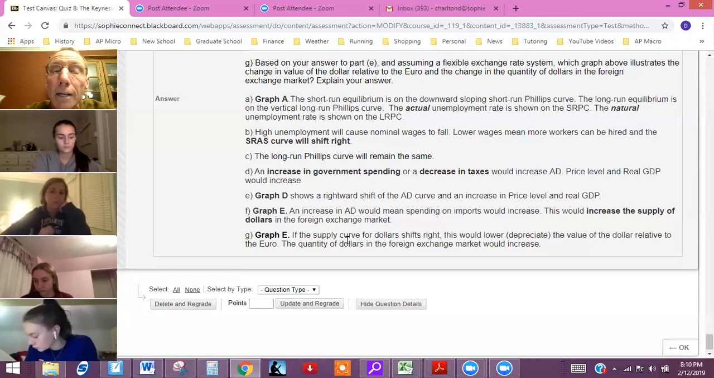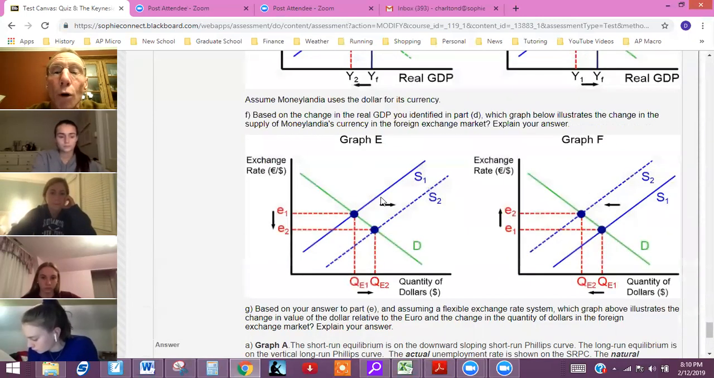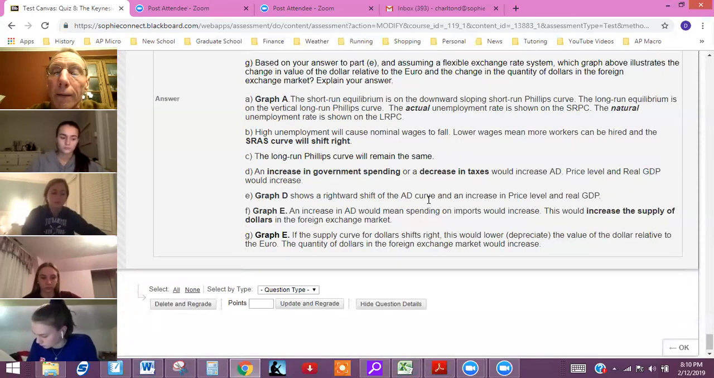So graph E would have been the right answer for both F and G. A lot of you, I think, just thought it had to be a different graph, but it was the same one. Graph E shows both the supply curve shifting to the right and the exchange rate, the value of the dollar relative to the euro, dropping or depreciating, okay?